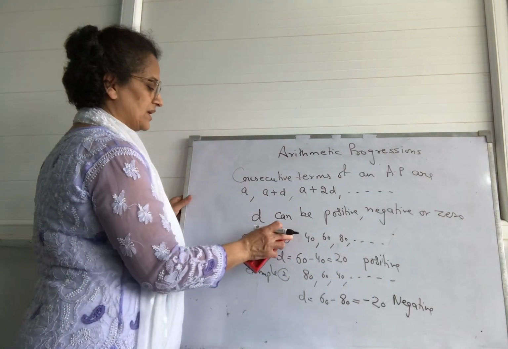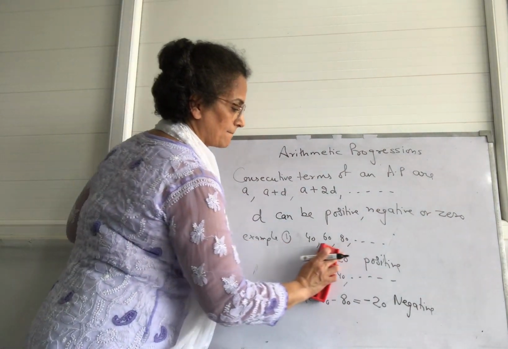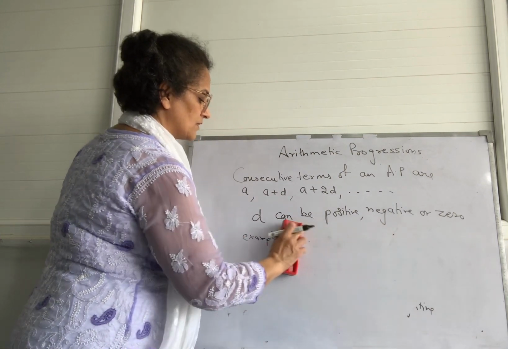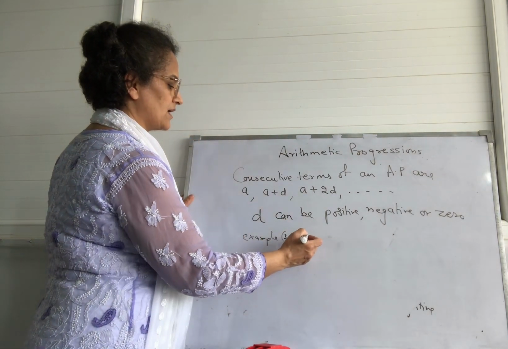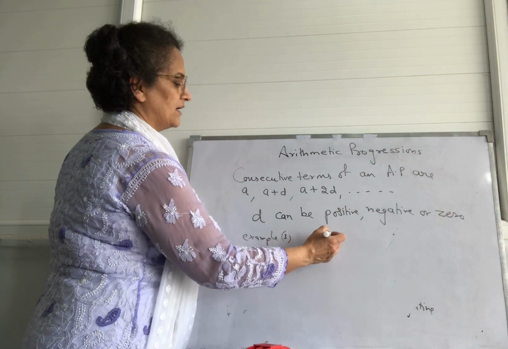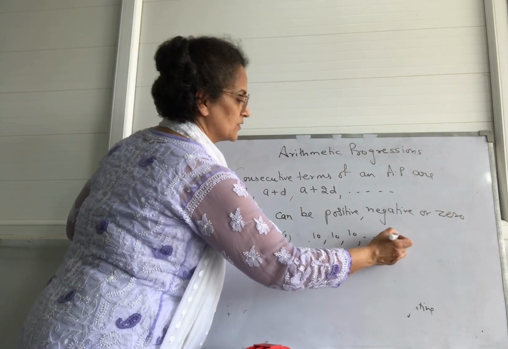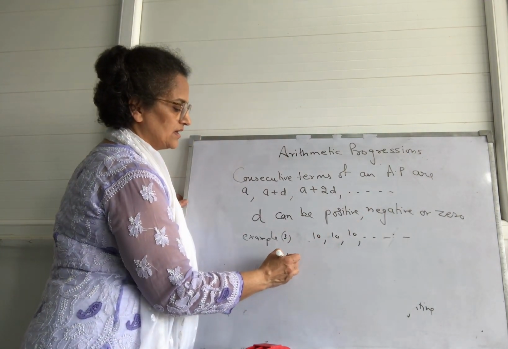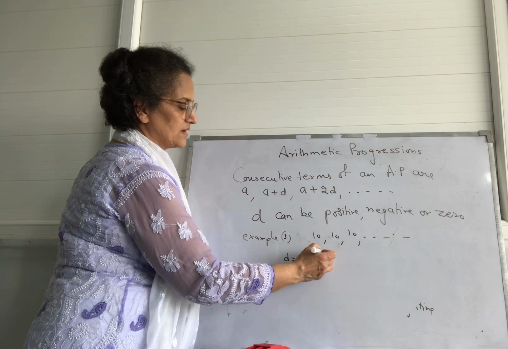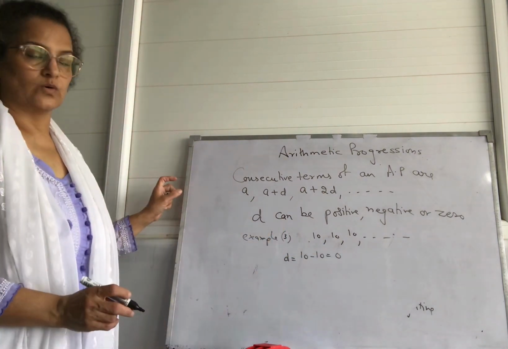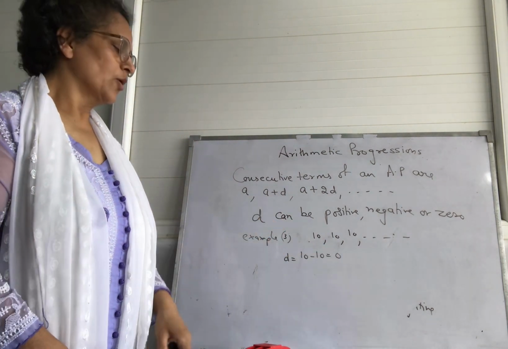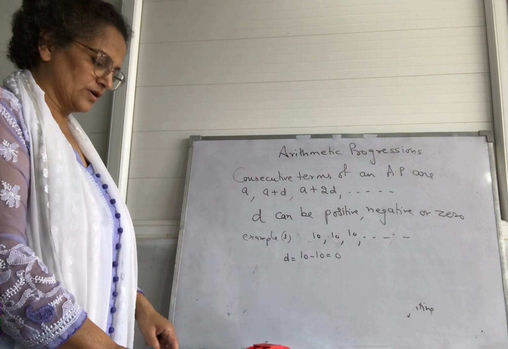Let me take example 3 now. If I write 10, 10, 10, in this case D is 10 minus 10, that is 0. So this D can be positive, negative, or 0.